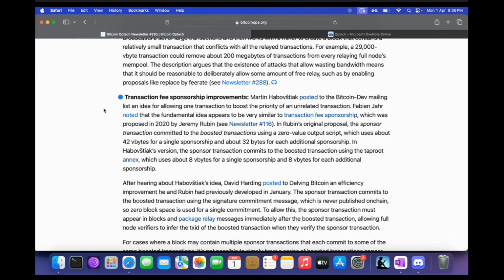Right. Otherwise, I would imagine that you can already use something like OP_RETURN to just reference a TXID, right? There's clearly something more than just a reference to a TXID.